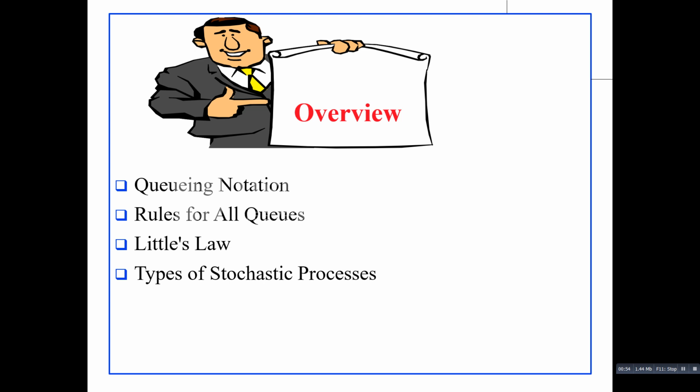So this is the overview of my presentation today. First one is a queuing notation, a Kendall notation. How do you represent a queuing system? And the second one is the rules for all queues. And the third one, a very important law in queuing system and the basis of all queuing theory, is Little's law. And the fourth one, a little bit of types of stochastic processes, like Poisson and exponential.